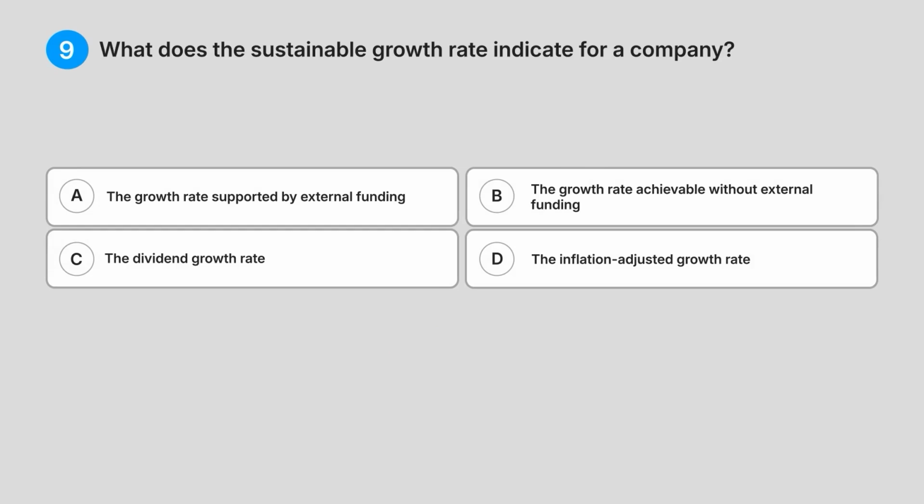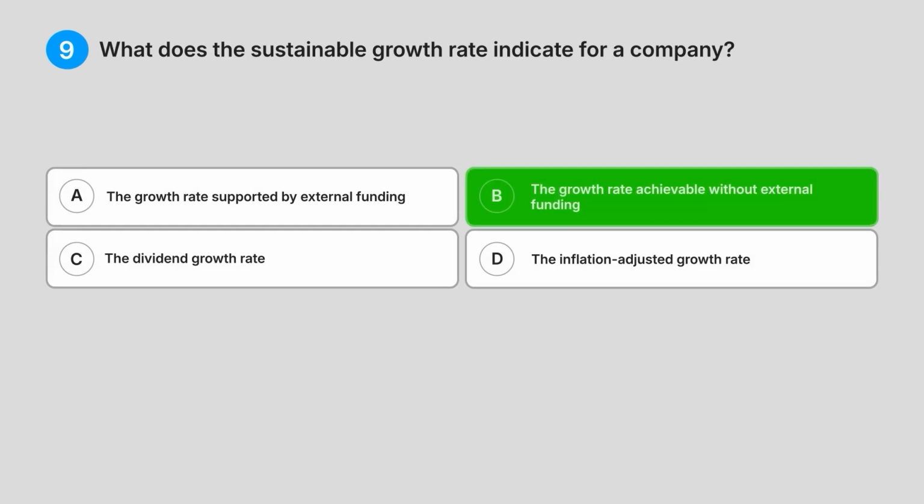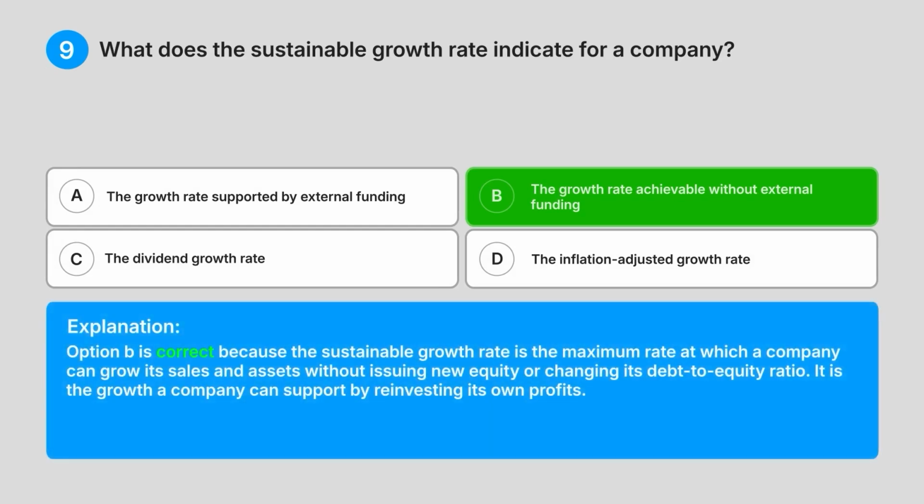Correct answer, B. The growth rate achievable without external funding. Explanation. Option B is correct because the sustainable growth rate is the maximum rate at which a company can grow its sales and assets without issuing new equity or changing its debt-to-equity ratio. It is the growth a company can support by reinvesting its own profits.